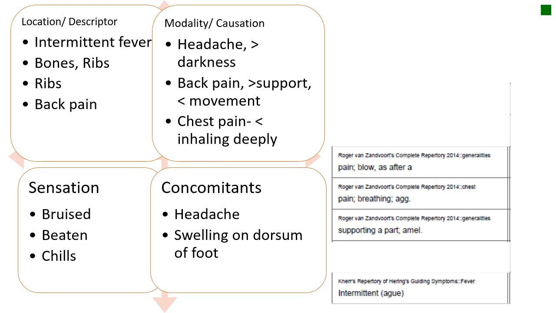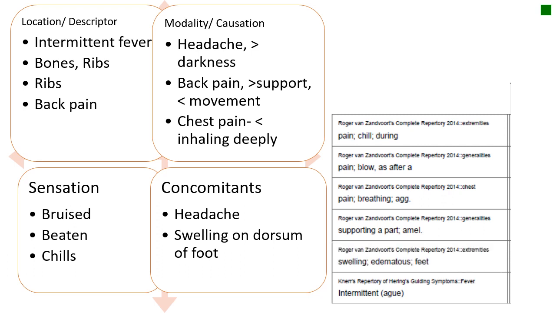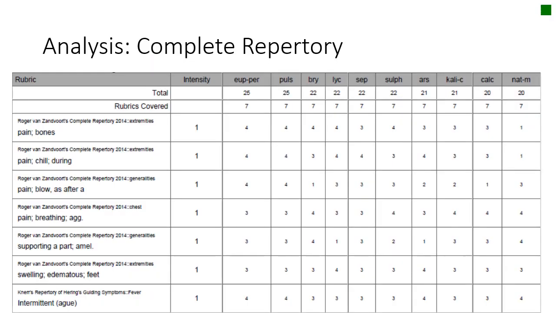There is pain which is aggravated in the chest by breathing deeply. The pain is increased due to chill, and there is swelling on the dorsum of the foot. So I have taken this particular rubric of swelling edematous feet. So let us see how it shows up in the analysis.